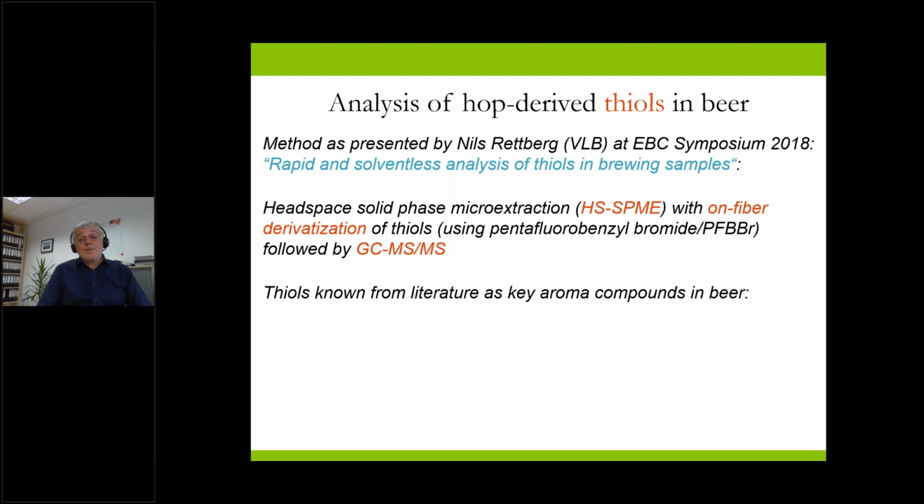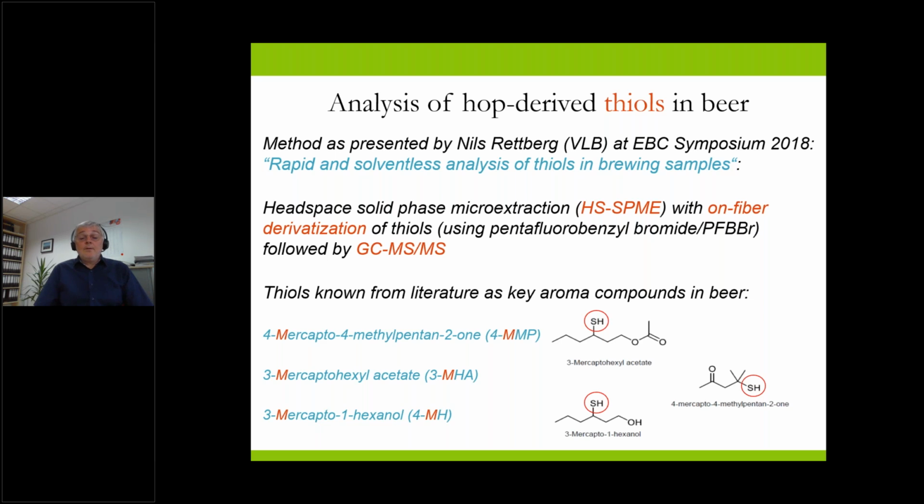And thiols known from literature as key aroma compounds are, as I mentioned before, the 4-mercapto-4-methylpentanone, the 3-mercaptohexyl acetate is another one known from literature, and the 3-mercaptohexanol is another one. And you see here the chemical structures of these compounds.